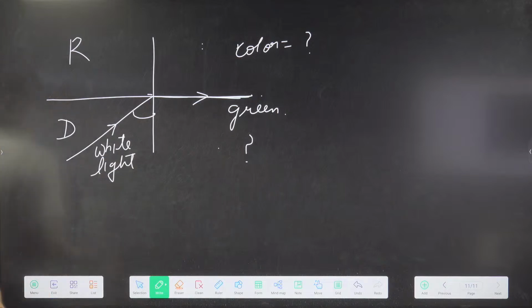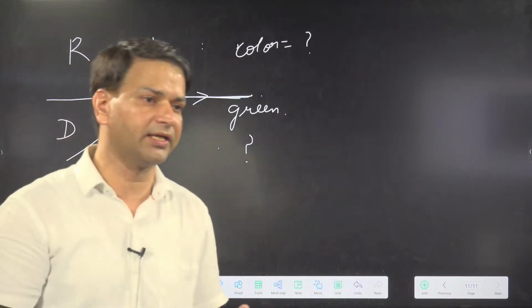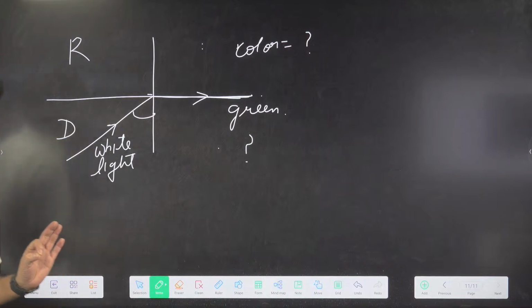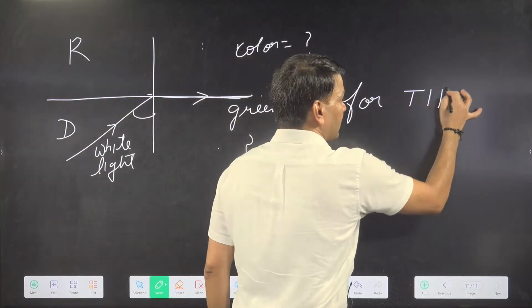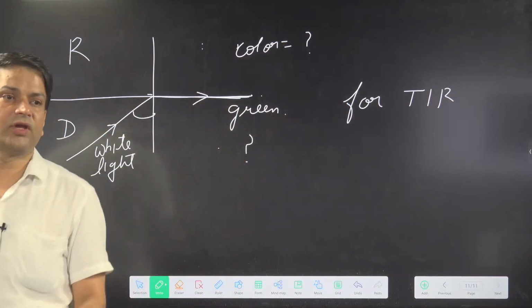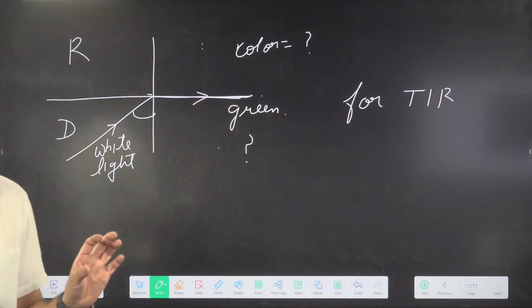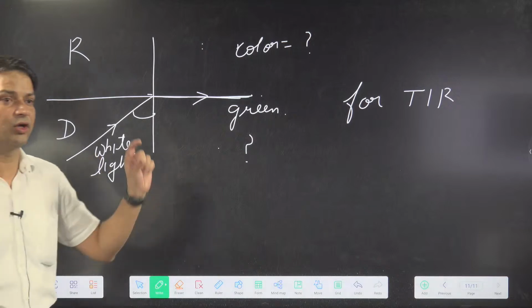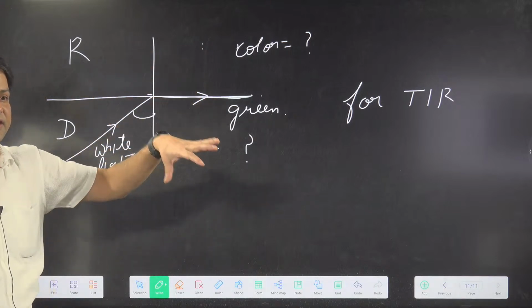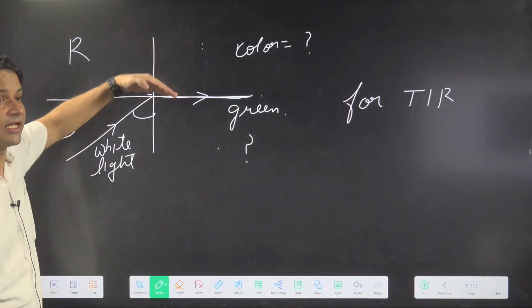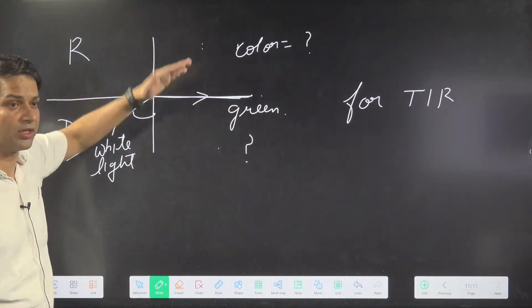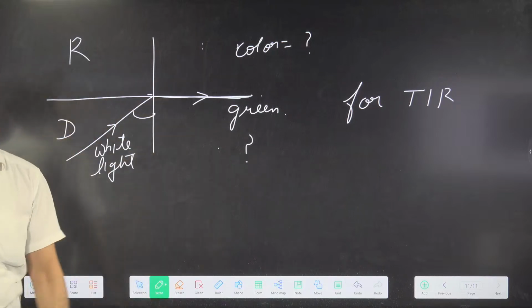So which color will get refraction, and which color will get TIR? For TIR, we have to remember the condition for TIR. In any question, if they say the light ray will not emerge, it means we have to consider TIR. Why? When light is going from one medium to another but they are saying it is not going out, not emerging, it means that the light ray is getting TIR.